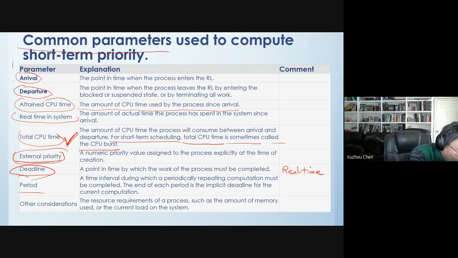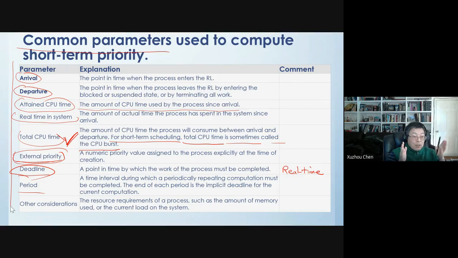So these are all the different criteria people use to decide what kind of priority you should assign to a particular process. Also, the priority of the processes depends on these different criteria, these different parameters, and also on the purpose of the system.